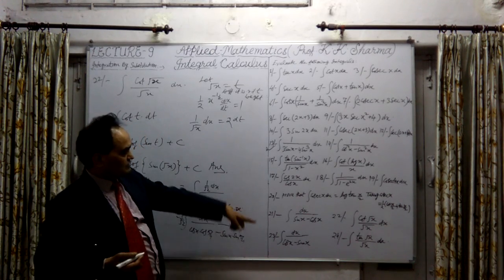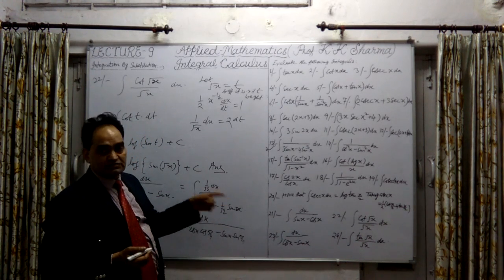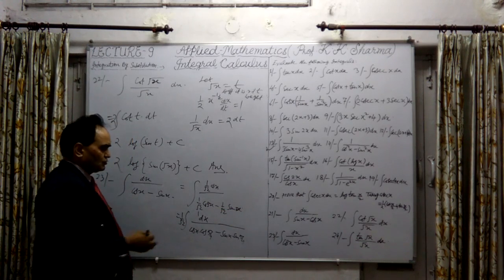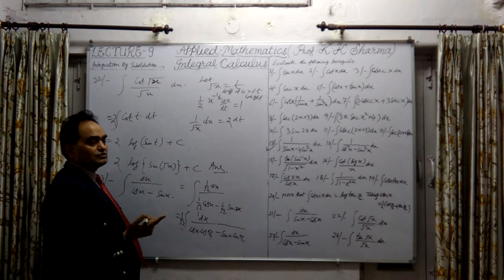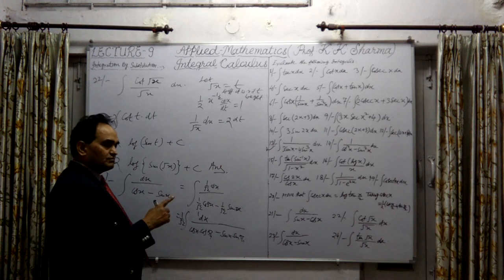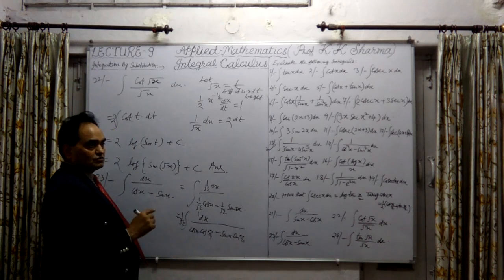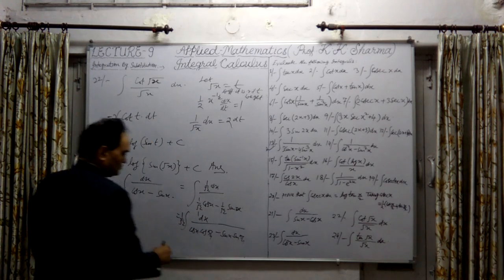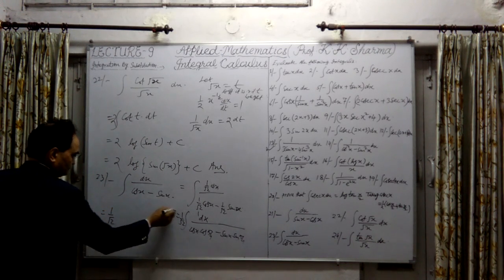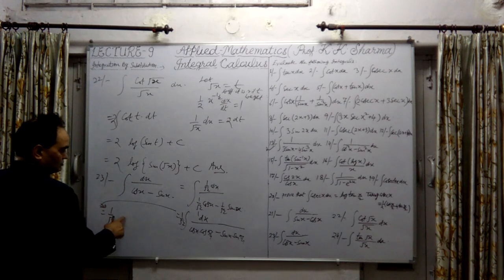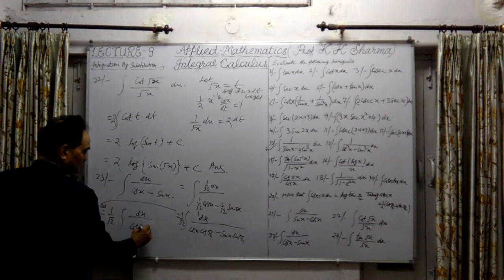Similarly, as we did in the 21st question, the 23rd question is of a similar type, but it has cos x first. This is cos A cos B minus sin A sin B, that means cos(A plus B). Because we know that cos(A plus B) is cos A cos B minus sin A sin B. If it is cos(A plus B), then minus sin will come here. If it is cos(A minus B), then plus sin will come here. It will be 1 upon root 2 as it is, dx divided by cos(x plus pi by 4).